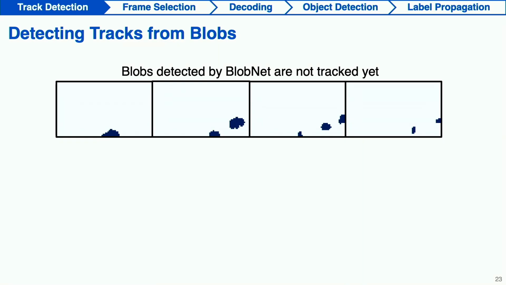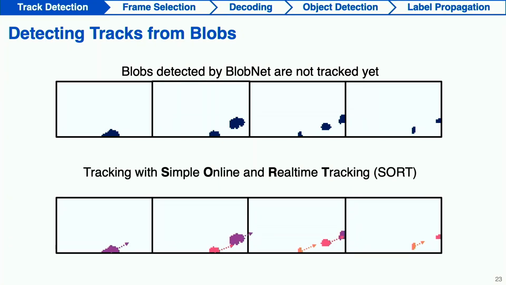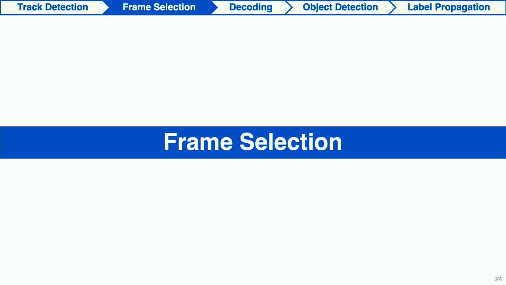However, blobs are still just binary masks consisting of zeros and ones. So in order to associate blobs into a track, we apply the SORT algorithm, which is one of the state-of-the-art tracking algorithms known to deliver robust tracking results at low computational demand. And finally, at this point, we are able to find the tracks of moving objects in the video without having to decode any frames. And our next stage is frame selection.